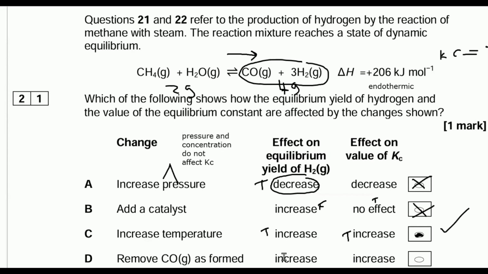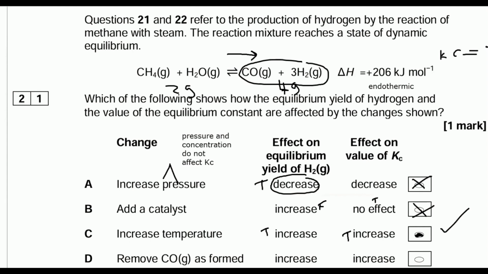As I was saying, this one's a little bit more tricky, because you think: if I remove the carbon monoxide, it's going to cause these to shift to the right to make more carbon monoxide, so we increase the yield. Then we say to ourselves, surely that increases the products over the reactants, so surely that increases Kc. Well, not really, because what you're really doing is decreasing the concentration of carbon monoxide. You're changing the concentration, and changing the concentration or the pressure has no effect on Kc.